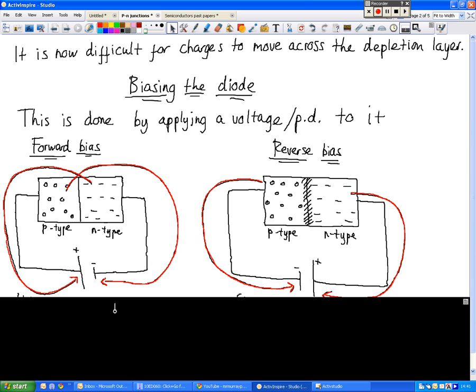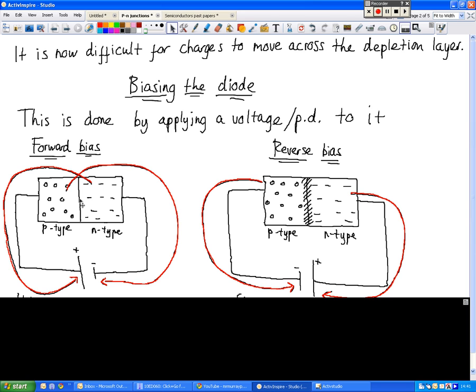If we apply a voltage in forward bias, we've got the positive terminal matching up to the positive charges, the p-type material, and we've got the negative terminal, the smaller one, matching up to the negatively charged material, the n-type material. So what ends up happening is that the p-type, the holes are pushed towards the electrons, and the electrons are pushed towards the holes.